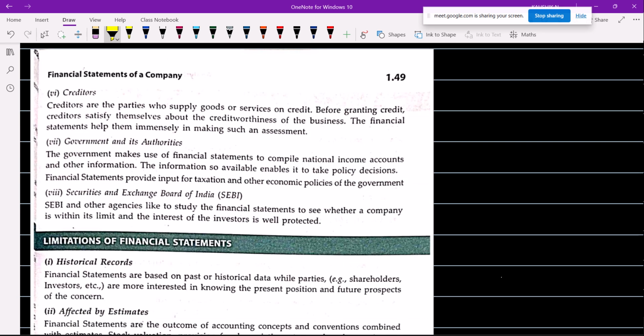Now, who will read about creditors? Creditors. Make it fast. Chinmay, yes, please.